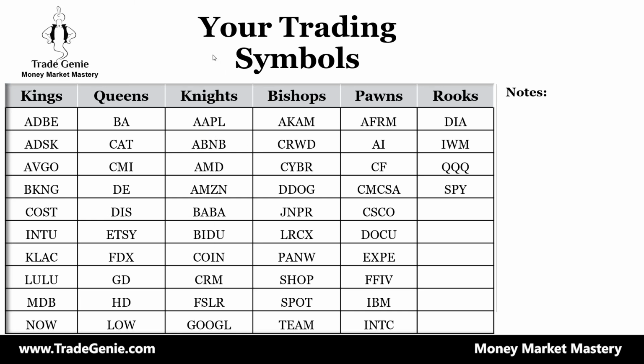Then there are knights. I call them knights. These are the stocks which are everybody's favorite, like Apple, Airbnb, AMD, Amazon, Baba, Baidu, Coin, CRM, SSLR, Google, Tesla. I call them knights. They are easy to read. Compared to the other symbols, they are easier to read if you're watching them. They have very liquid options, and they are very active.